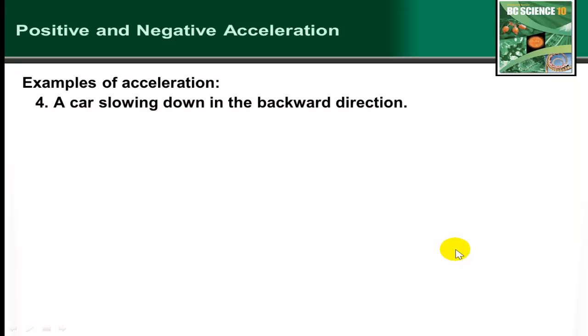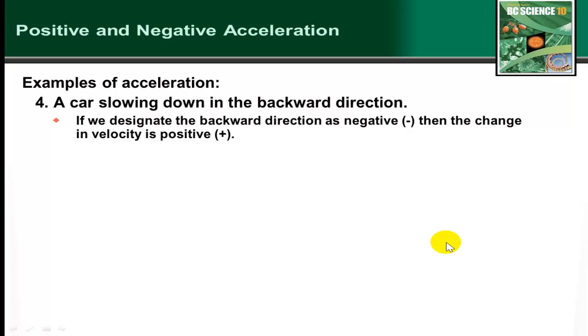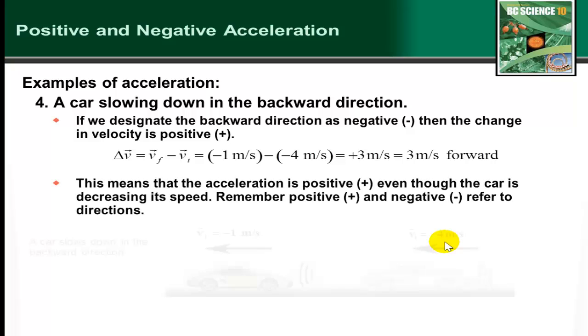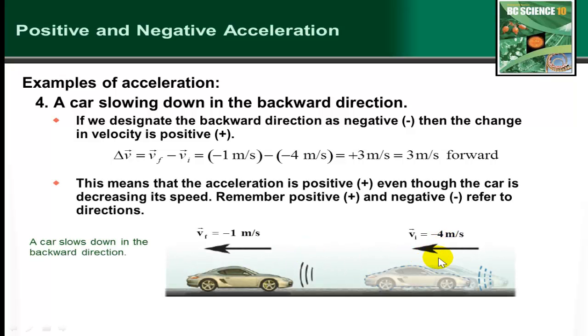So what happens if a car slows down in the backward direction? If we designate the backward direction as negative, then the change in velocity is positive. And this scenario looks like this. So we go from -4 meters per second initially, and we brake or slow down to -1 meters per second. This means that the acceleration is actually positive, even though the car is decreasing its speed. And again, remember that positive and negative simply refer to direction. The car is slowing down in the backward direction, but it's in the same direction as the change in velocity.